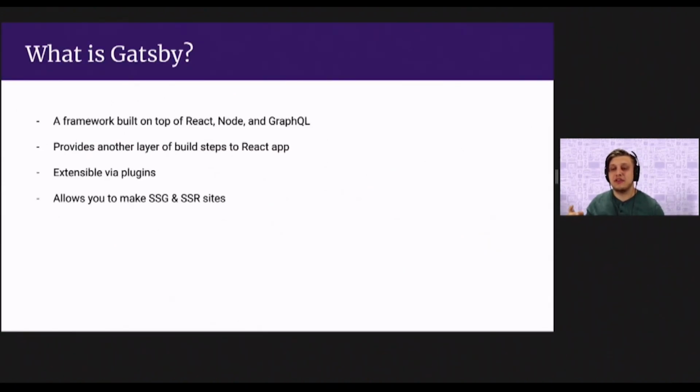So Gatsby is a framework that's built on top of React, Node, and GraphQL, kind of marries them together. It provides another build step to a React application, so while you're generating your project, we'll touch on that a little bit later. That build step is then extensible with plugins, which allows you to do a lot of cool and powerful things, which we'll touch on later.